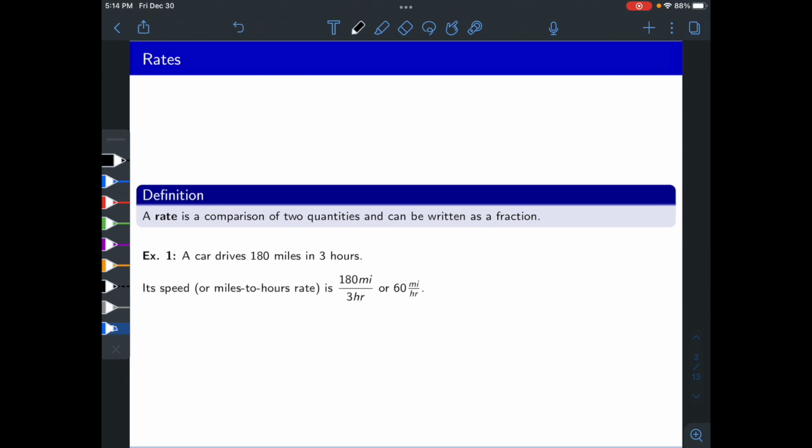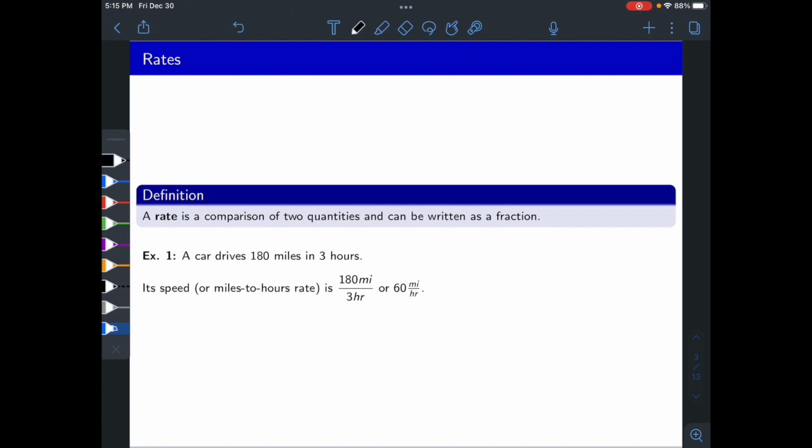So, for example, let's say that we have a car driving 180 miles in 3 hours. Its speed is really just a ratio. It's a rate of miles to hours, right? And so written as a fraction, this is 180 miles divided by 3 hours, or per 3 hours, which of course you could simplify to units that we're more familiar with, 60 miles per hour.